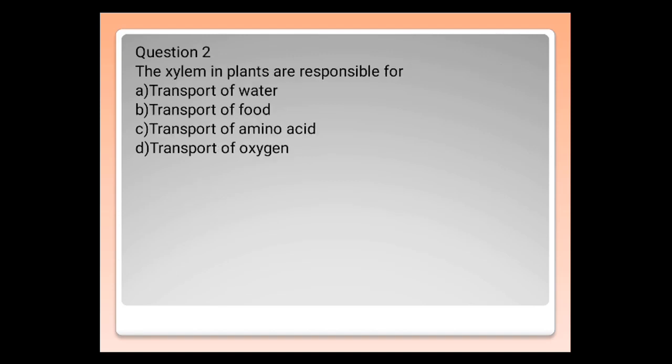The xylem in plants are responsible for A. Transport of water, B. Transport of food, C. Transport of amino acid, and D. Transport of oxygen. Answer: Transport of water. Xylem transports water from the soil to all parts of the plant.